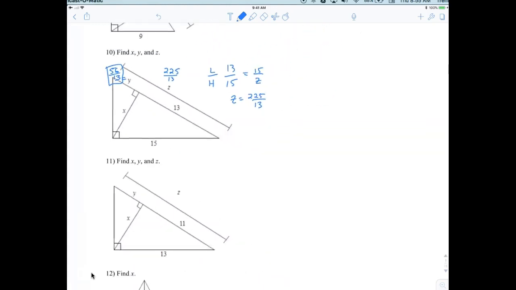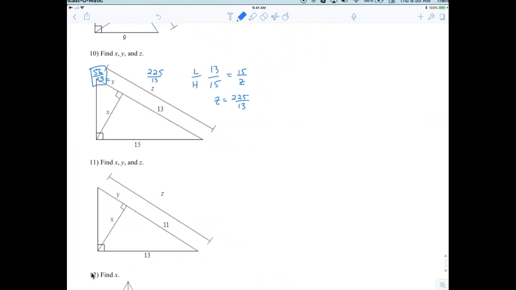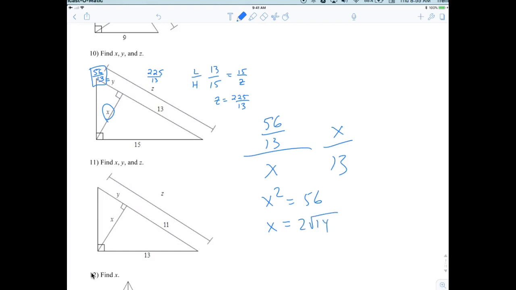13 times 13. Okay, so to figure out what x is, again, the last thing we need to do is figure out what x is. So it would be 56 over 13 over x. Short leg to long leg is x over 13. So you end up with x squared equals 56. So x is equal to 2 radical 14.